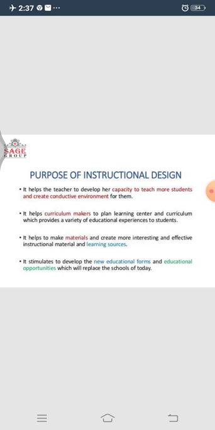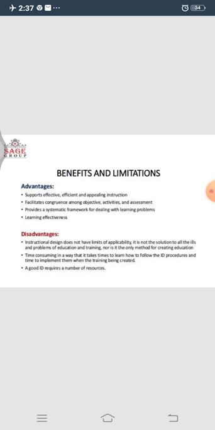Then it stimulates the development of new educational forms and educational opportunities.